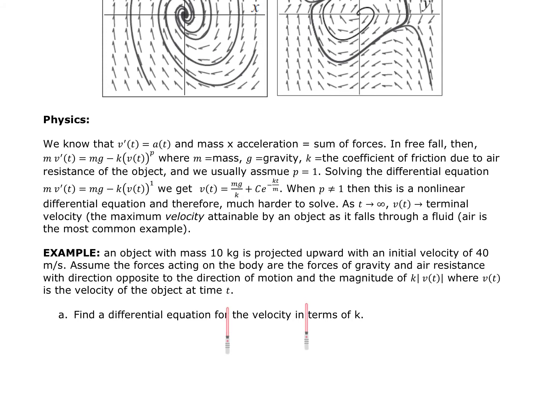So here's an example. We have an object with a mass of 10 kilograms projected upward with an initial velocity of 40 meters per second. Assume the forces acting on the body are gravity and air resistance, with a direction opposite to the direction of motion, and the magnitude of k, our coefficient of friction, multiplied by the absolute value of the velocity, where v of t is the velocity of the object at time t. Find a differential equation for the velocity in terms of k.